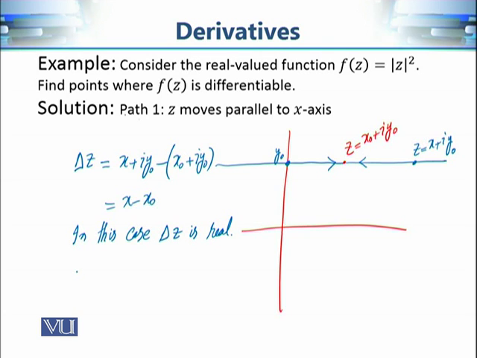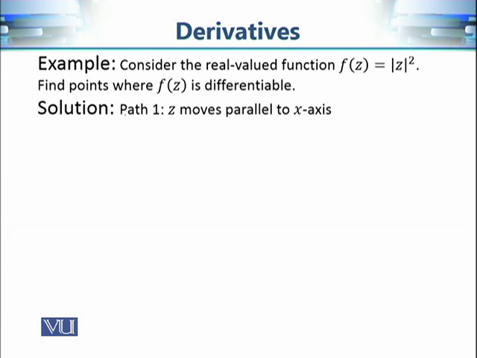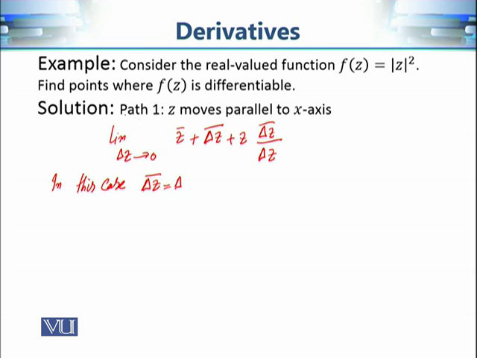So if we have a real number, then the conjugate of that number is basically equal to itself. Now let's use this fact to calculate the limit of our function. Now remember that we want to calculate the limit, as delta z approaches 0, of the function z conjugate plus delta z conjugate plus z into delta z conjugate over delta z. Now what are we going to use? In this case, delta z conjugate is equal to delta z.